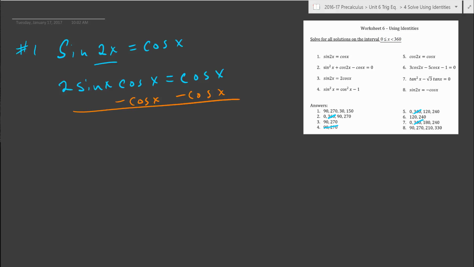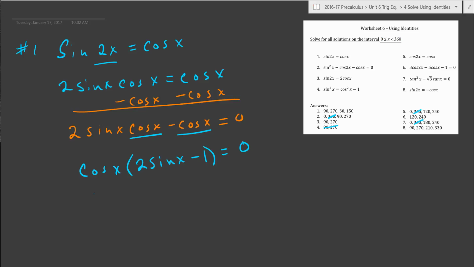Note that cosine x is not a like term with the cosine here. This cosine is part of this term with 2 times sine x, so we simply rewrite this as 2 times sine of x, cosine of x, minus cosine of x equals 0, and you will hopefully notice that we have a greatest common factor of cosine x, which we will factor out. This leaves us with 2 times sine x minus 1 inside the parentheses, so we have cosine of x equals 0, and 2 times sine of x equals 1, dividing by 2, sine of x equals 1/2.